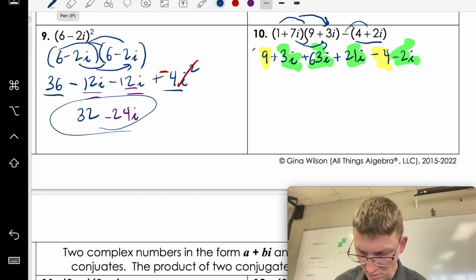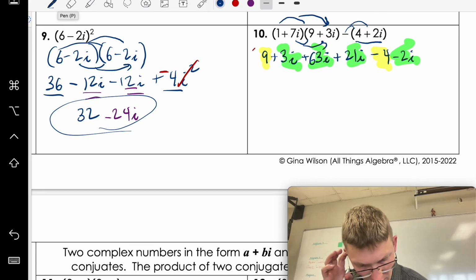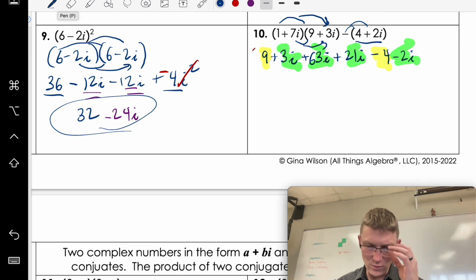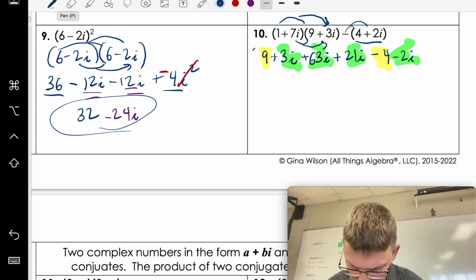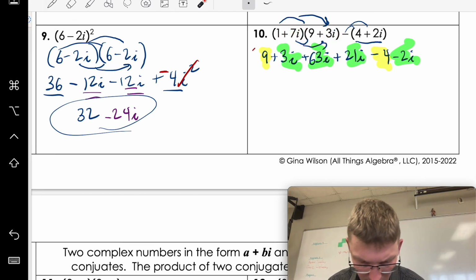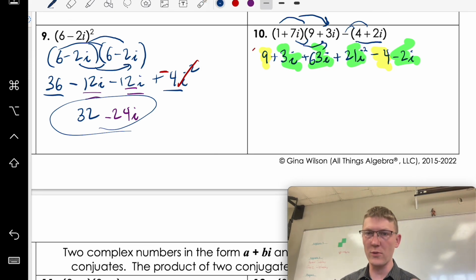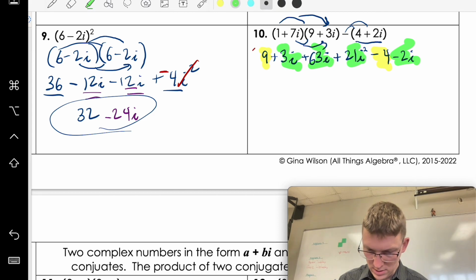Hang on, I did something wrong. I think that I did something wrong, so I don't see an i squared there, and I should. So this 7 multiplied by this 3 should be 21i squared, and it looks like I forgot to put my square there, so don't forget about that. So that changes things a little bit.